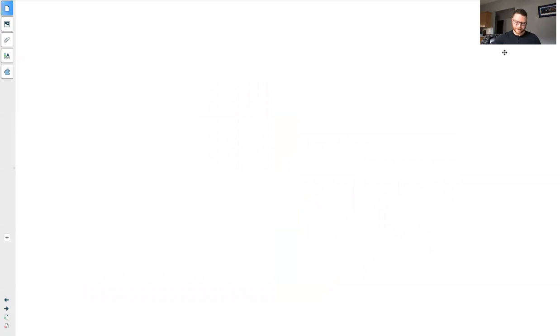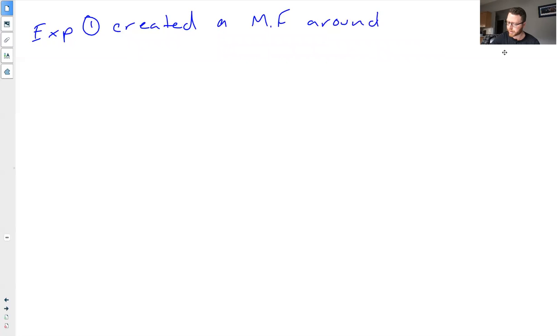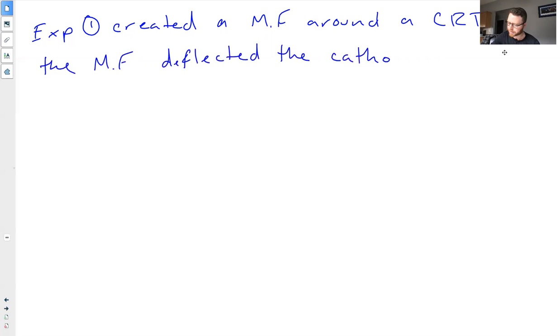So from his experiment 1, he created a magnetic field around a cathode ray tube, and the magnetic field deflected the cathode rays in a circular arc.